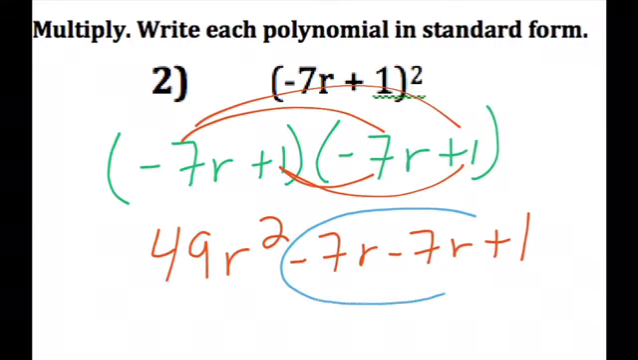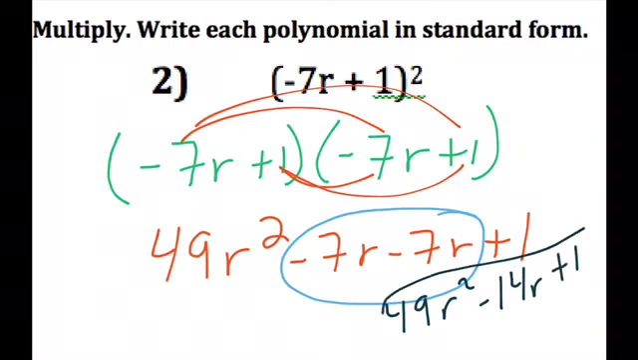Negative 7r and negative 7r are like terms, so we end up with, let's see if you can see it down here in the corner, 49r squared minus 14r plus 1. So there's your answer for number 2.